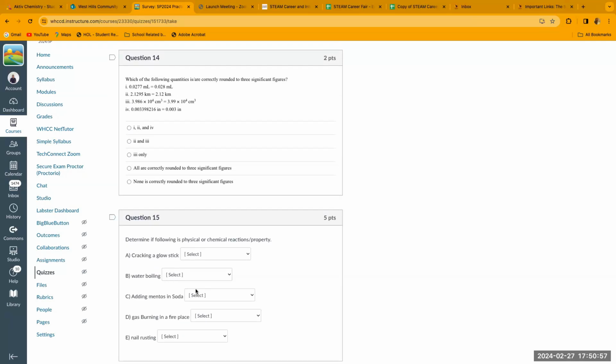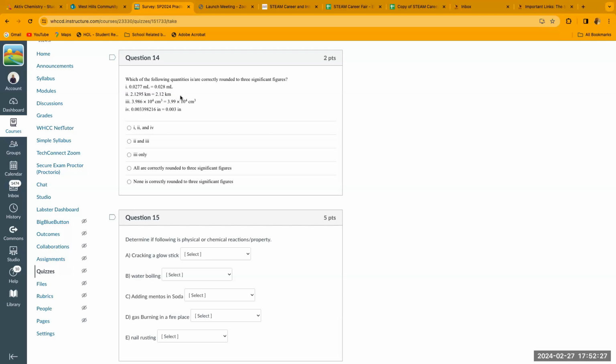It says, which of the following quantities is/are incorrectly rounded to 3 significant figures? Okay, so the goal is to get to 3 significant figures. So are there any ones that we can get rid of that are not successfully rounded to 3 significant figures? Okay, so let's see. So that very first one, is it 3 sig figs? Oh, so you're saying the one that is correctly rounded to 3 sig figs is the second one. Do you guys agree? Okay, so the second one is definitely 3 sig figs.